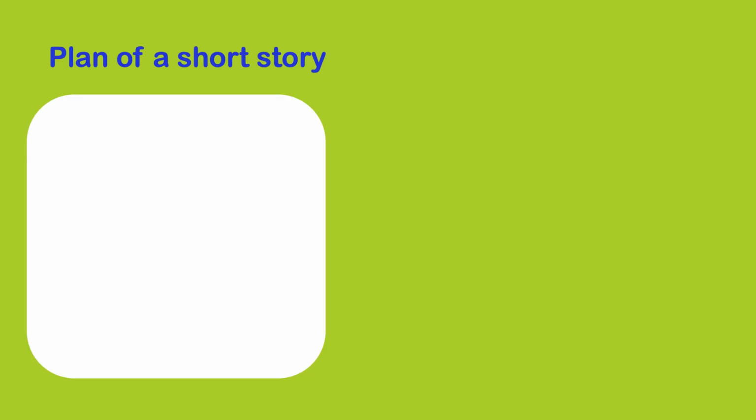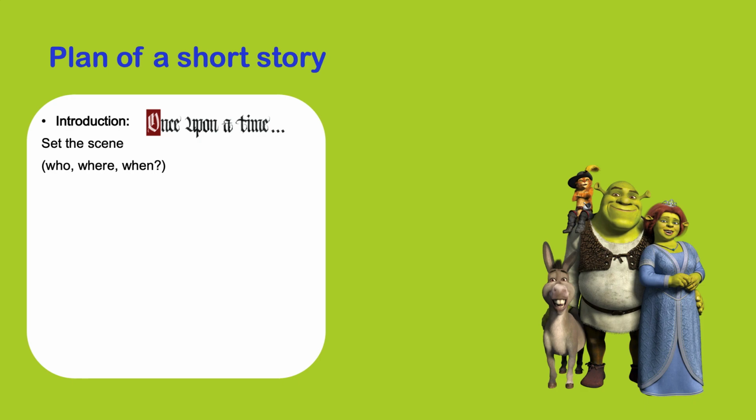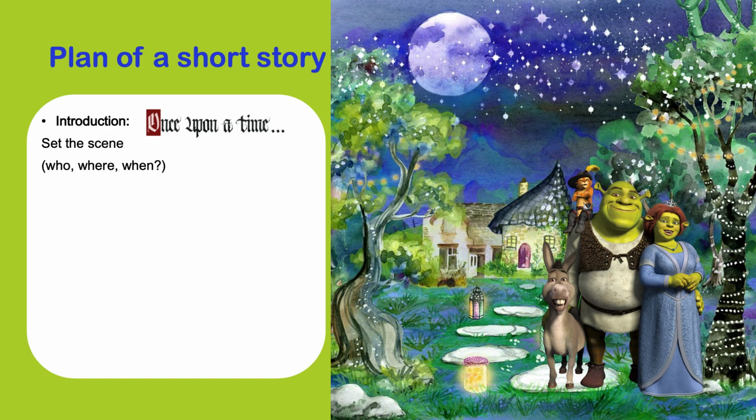Let's have a look at the plan of a story. Aristotle said that every story has a beginning, a middle, and an end. So every story has three parts: the introduction, the main body, and the conclusion. In the introduction, set the scene. Tell your readers who the characters are. Give some information about the characters, some basic and interesting facts, so the readers know who they're reading about. Also, tell your readers where and when the story is set.